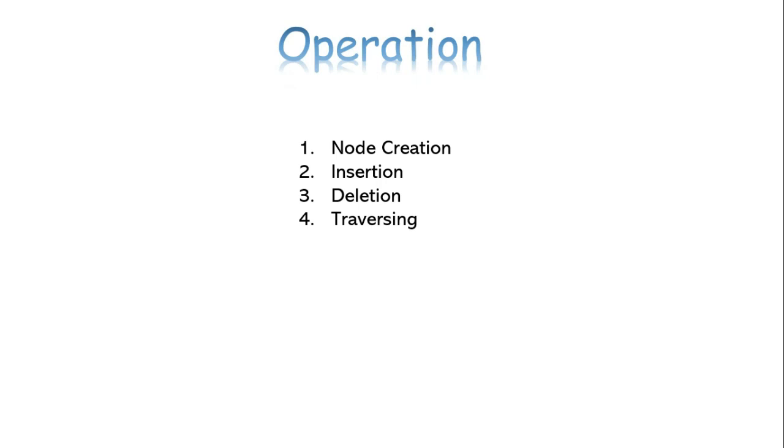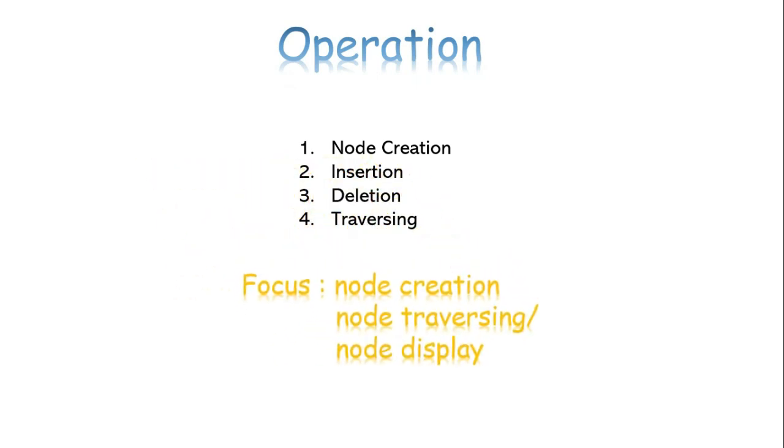Here are the operations in the Singly Linked List: node creation, insertion, deletion, and traversing. The focus in this video is node creation and node traversing. Let's see the node creation. We understand from the explanation that a node consists of two parts, the data part and the link part. Here, I use next. And then we can assign one pointer named head that points to this node.